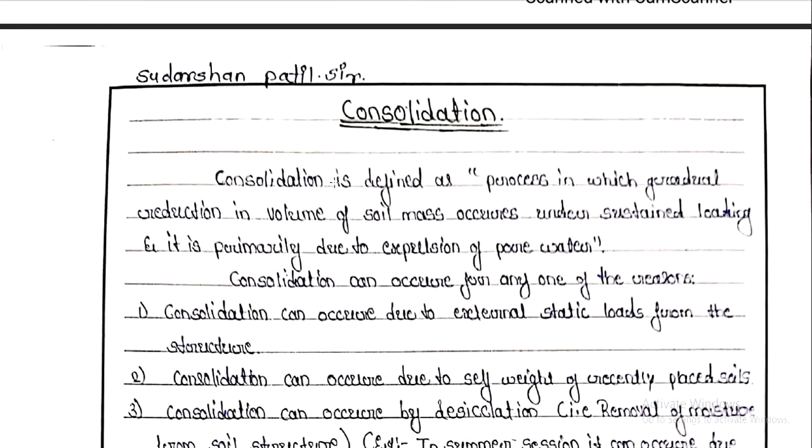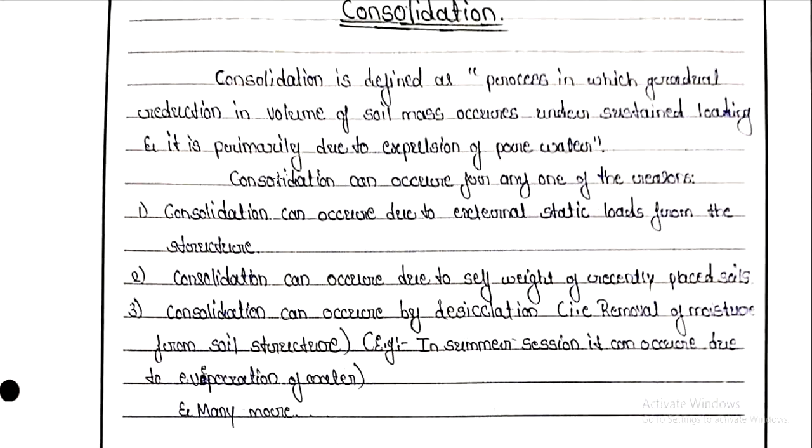Next, now the compaction is over. Next, consolidation. Actually I have said that compaction is an artificial process, but consolidation is a natural process. Compaction is rapid and consolidation takes a lot of time. So what exactly is consolidation?